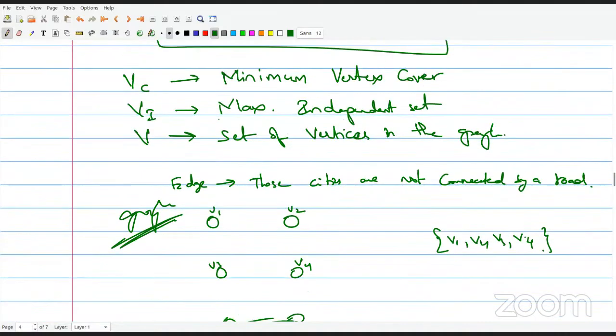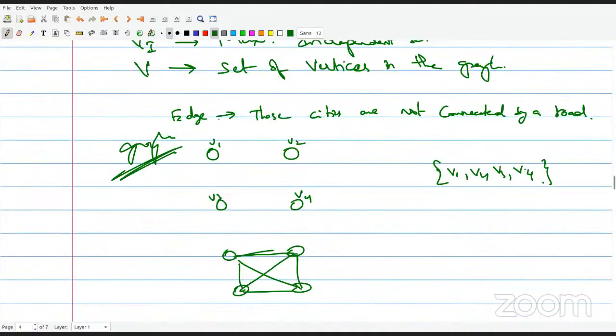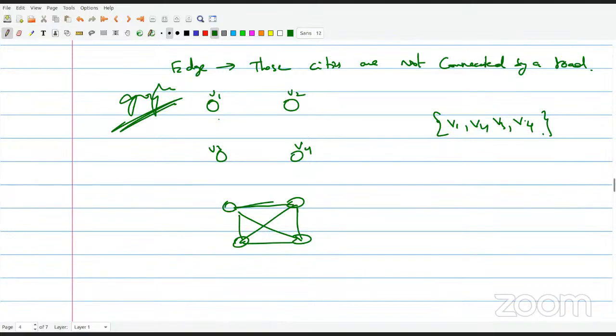Sir, is there any mathematical tool so that we can find the minimum vertex cover rather than going through vertices one by one? That is what I said earlier. There is no algorithm to find the minimum vertex cover. For smaller graphs we have to go through manually. For larger graphs it is a non-polynomial time problem, so it cannot be solved within a given time.